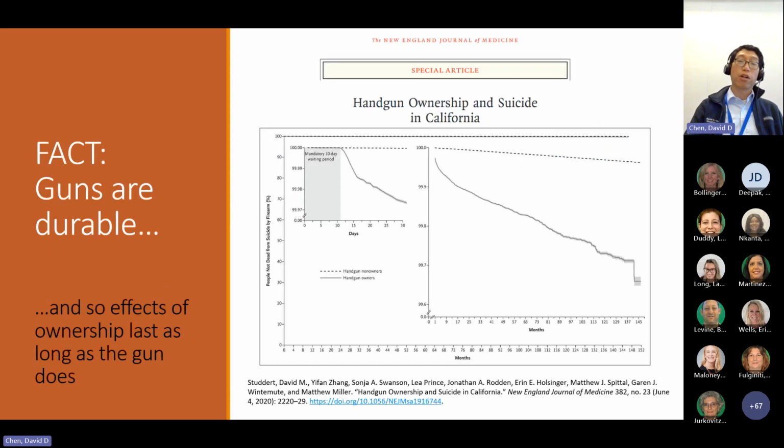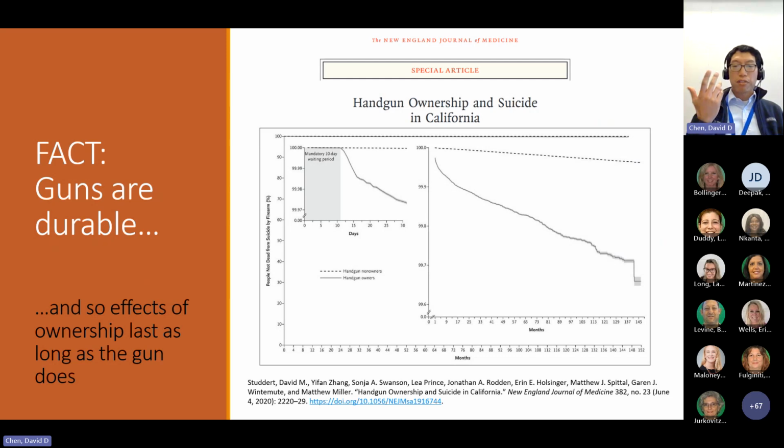Now, the fact guns are durable. What do I mean by that? This study in the New England Journal of Medicine was looking at handgun ownership and then risk for suicide over time. And what they found was the presence of the firearm in the home from essentially the time that it was first purchased up until really 10 years later had an enduring increased risk of suicide throughout the time that it was present there, as far as they were able to confirm essentially handgun ownership.